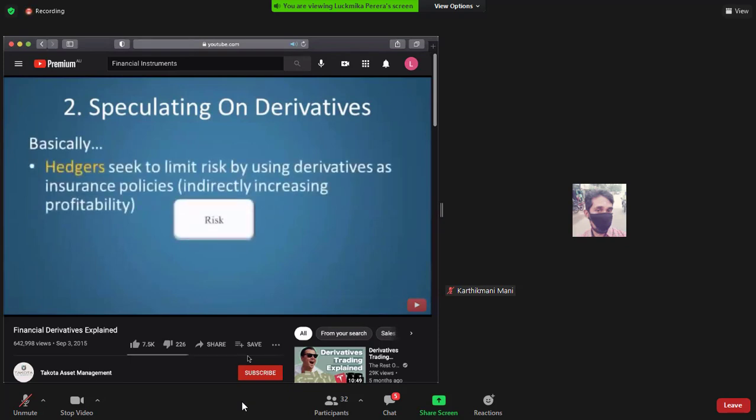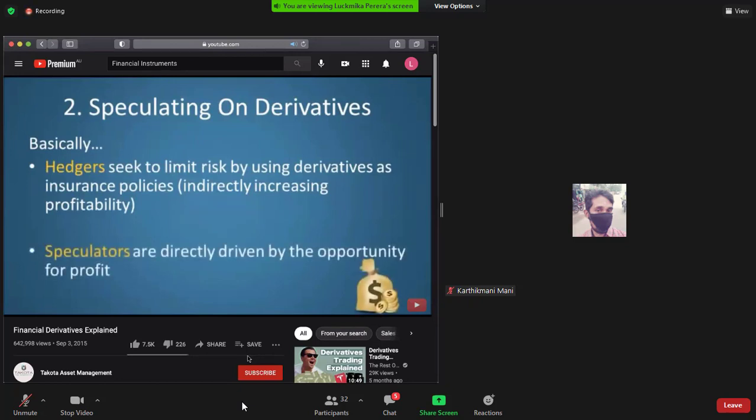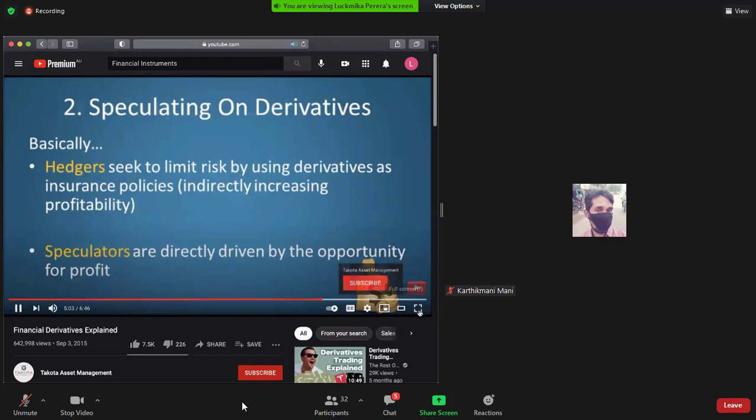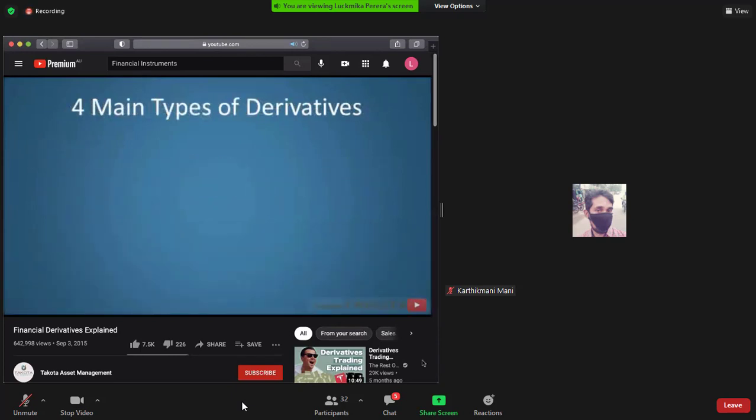Basically, hedgers seek to limit risk by using derivatives as insurance policies, while speculators are directly driven by the opportunity for profit. Now that we have a basic understanding of how derivatives are used, let's take a look at the different types. There are four main types of derivatives: forwards, futures, options, and swaps. Each of these concepts will be addressed in greater depth in future videos. Here our aim is only to provide a basic overview. With this in mind, let's begin with forward contracts.